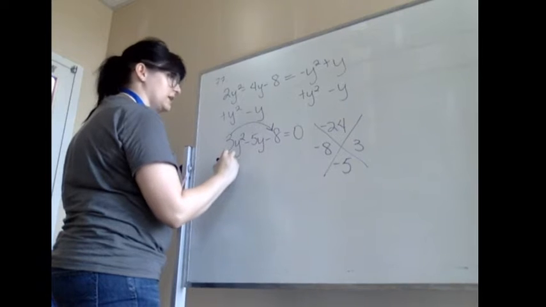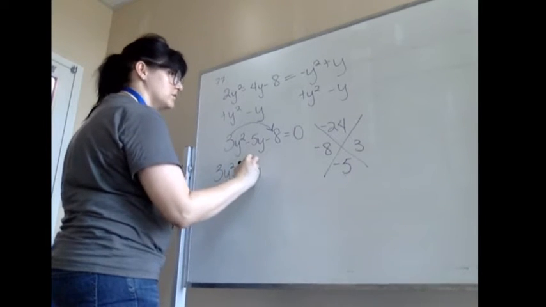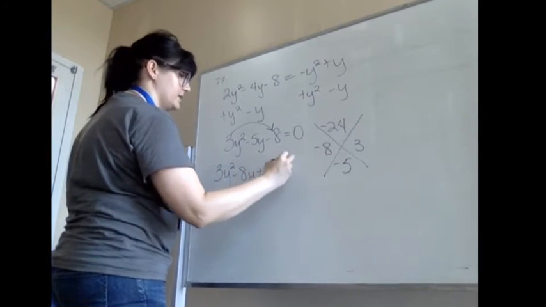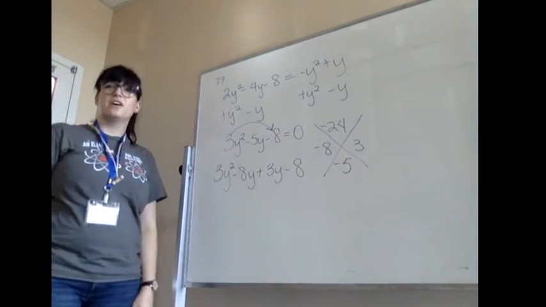Okay. So then 3y squared minus 8y plus 3y minus 8.